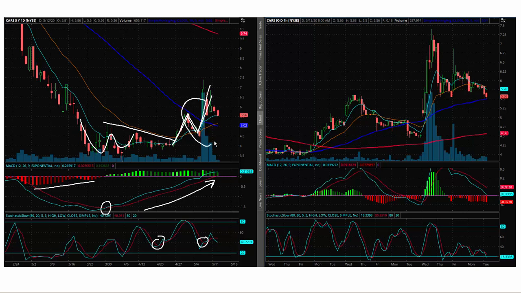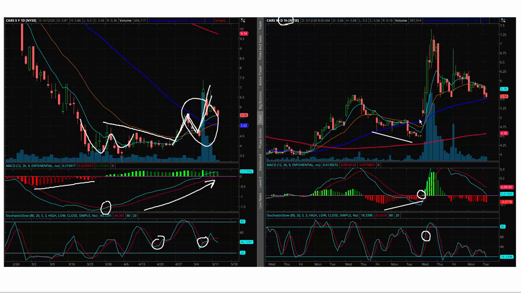So let's zoom in over here and see what we got. If you zoom in with the hourly chart, we have positive divergence. Okay, MACD crosses. Stochastic was already in the uptrend position. Unfortunately, we got a big gap up. Okay, this is the hourly chart.